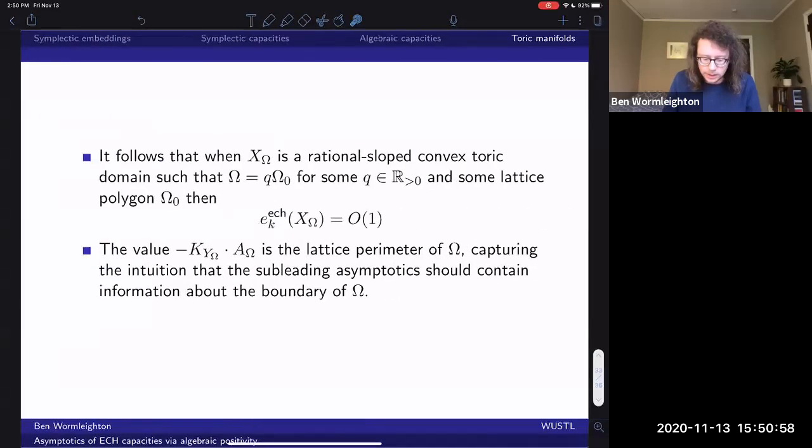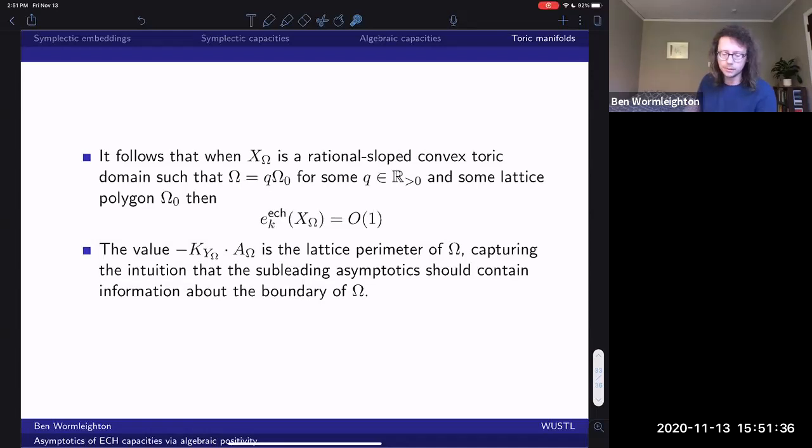Okay. And so, like I said, because we have an equality between the E_k's in algebraic capacities and ECH capacities for rational sloped convex toric domains, this weird integrality condition I had translates to whenever my polygon omega is a real multiple of a lattice polygon. So in particular, if it's rational or if it's integral, then the ECH error is O of 1, so it's bounded.